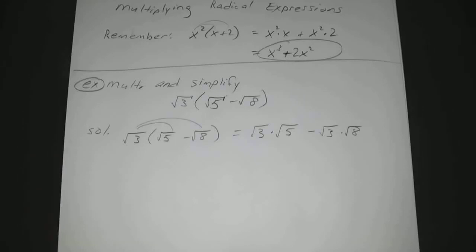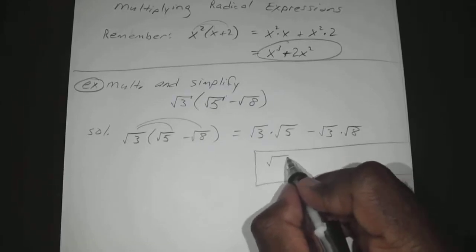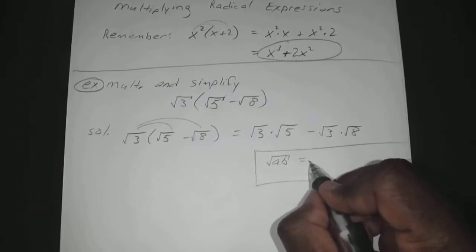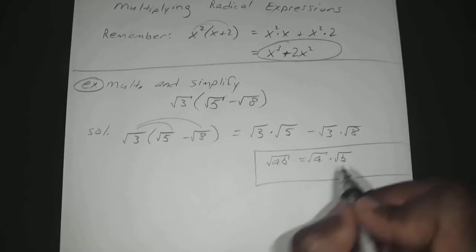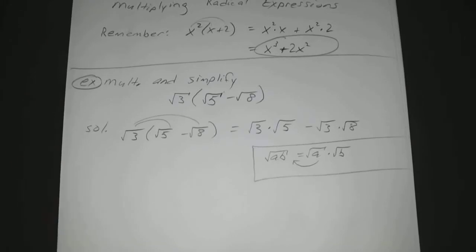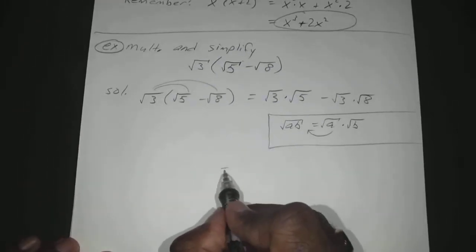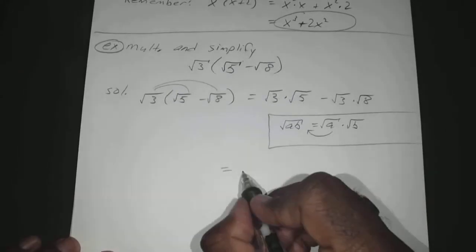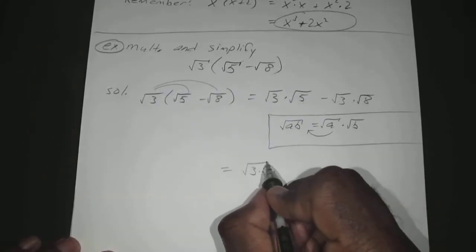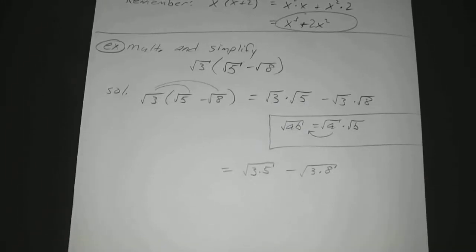Okay. Now, once you have it like that, you want to remember one thing. So if you had square root of a times b equals square root of a times square root of b, it works both ways. So if you multiply two roots, you can combine them under the same root bracket. So this would just become square root of 3 times 5 minus square root of 3 times 8. Same rule, just different direction.